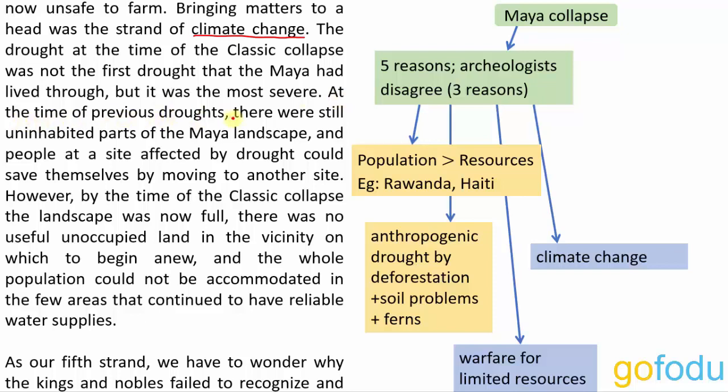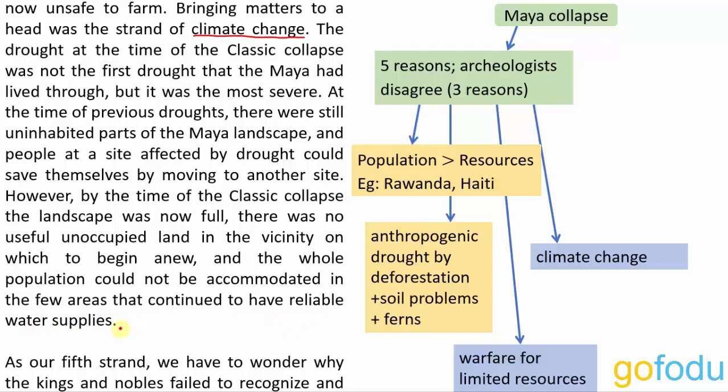At the time of previous droughts, there were still uninhabited parts of the Maya landscape, and people at a site affected by drought could save themselves by moving to another site. However, by the time of the classic collapse, the landscape was now full. There was no useful unoccupied land in the vicinity on which to begin anew, and the whole population could not be accommodated in the few areas that continued to have reliable water supplies.